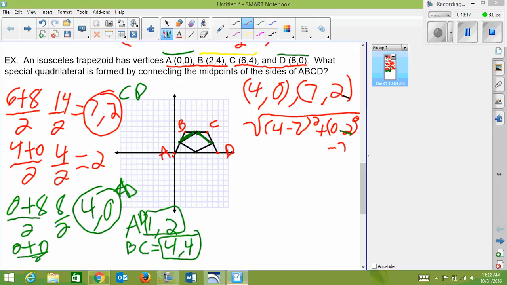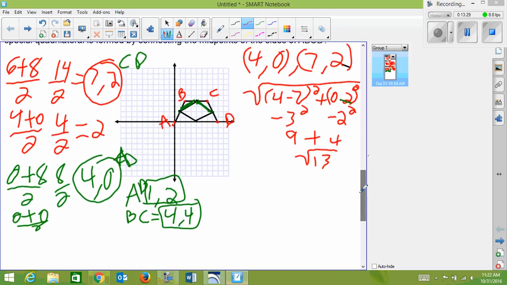0 minus 2 is negative 2 squared, which is 4. 4 minus 7 is negative 3 squared, which is 9. And 9 plus 4, guess what? I get square root 13 again. I wonder if that fourth side is also going to be square root 13. The last side I need to do, so the side we just did was this side. What we have left is this last side here, which is 1, 2, and 4, 0.